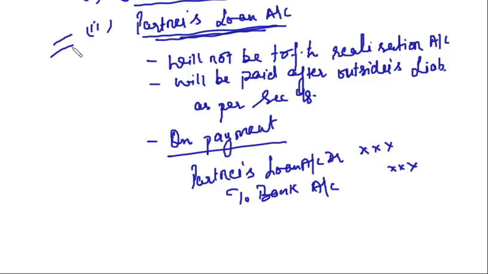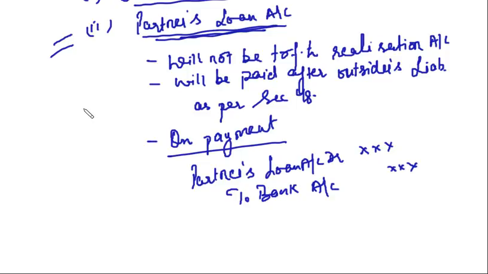On settlement of liabilities, this partners' loan will not be transferred to the realization account. Remember the conditions that we have discussed in previous lectures, right? So on payment, the entry will be very simple. Simply we will say partners' loan account to bank account. Clear, friends? Try to understand the journal entries. If you can pass the journal entries, you can prepare the accounts.